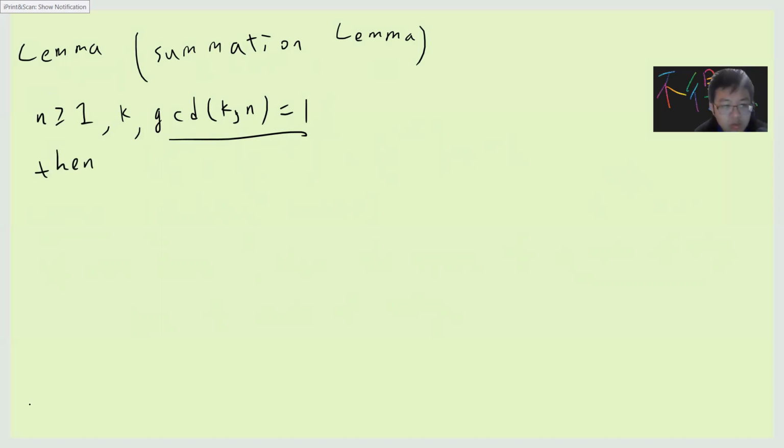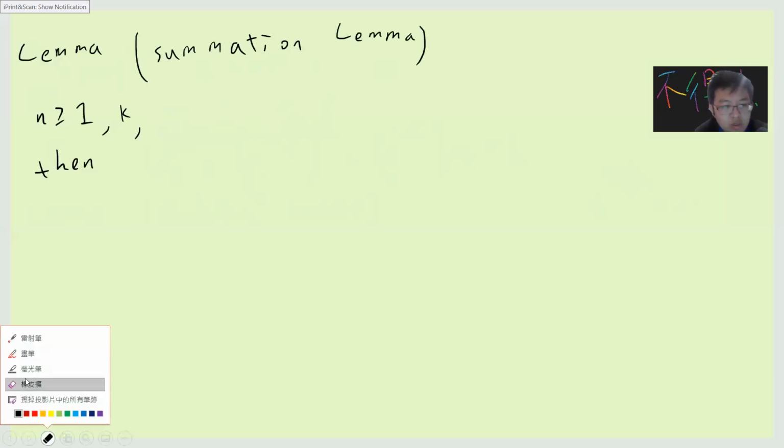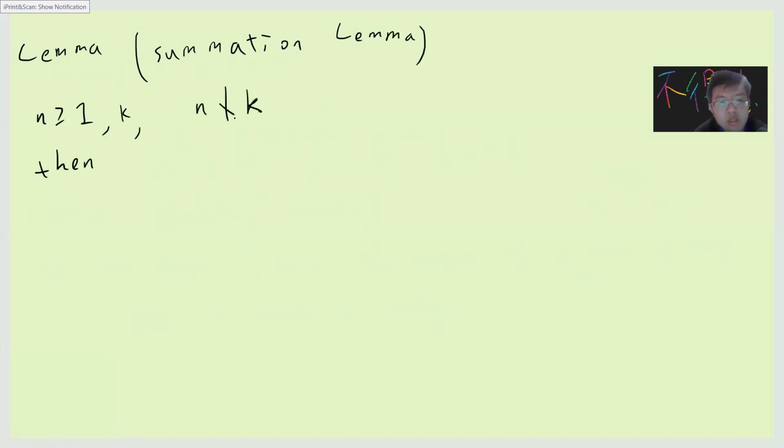Okay, no, I think we don't need this. The only thing we need to use is that k is not divisible by n. Then if you sum over omega_n^k to the power j, where j goes from 0 to n minus 1, this will give you 0.